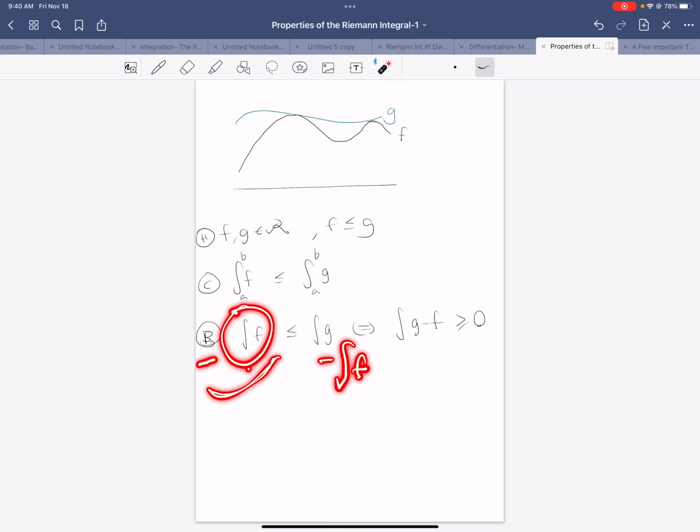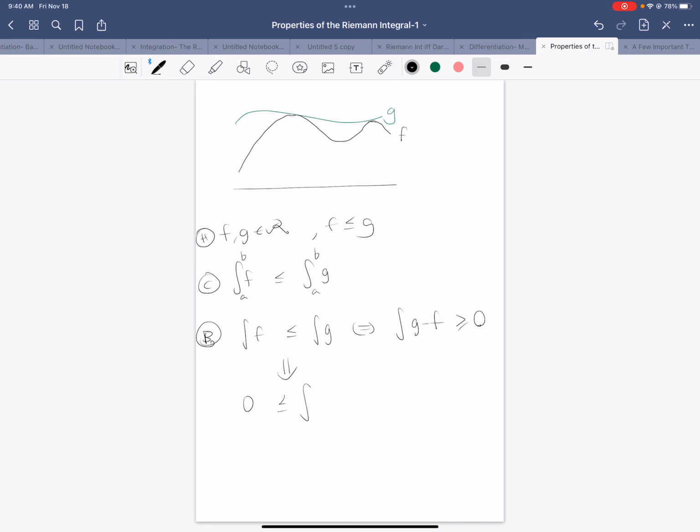So now my left-hand side is equal to 0. And on the right-hand side, I'll have the integral of g minus the integral of f. But remember, by our last result, right, the theorem that we just proved, this implies that we're looking at the integral of g minus f, right? Because if f and g are both integrable, then g minus f is also integrable, and its integral is equal to the integral of g minus the integral of f, okay?